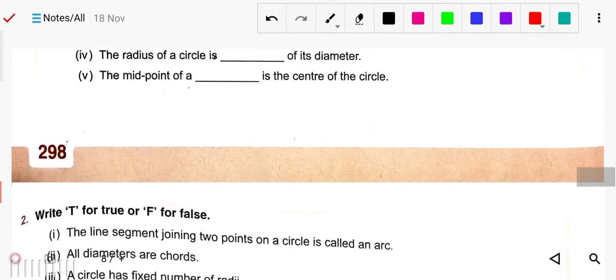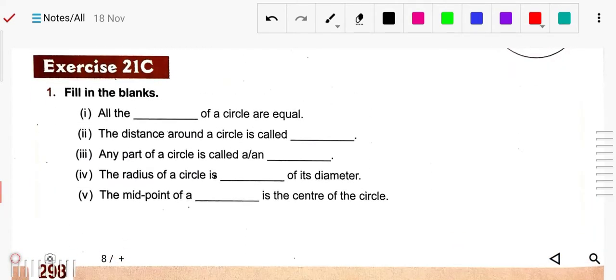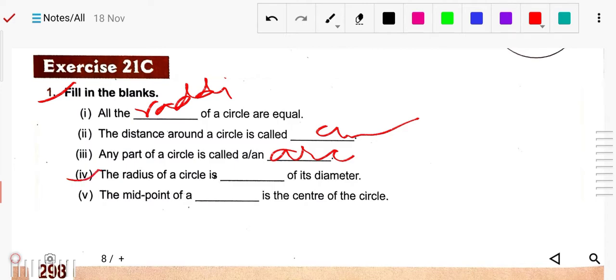Now we will solve exercise 21C. First, fill in the blanks. All the dash of circles are equal, so all what are equal? Radius, so many radii are there, so we will write radii. Now, the distance around the circle is called circumference. Any part of a circle is called an arc. The radius of a circle is one half of its diameter. You can write half or one half.